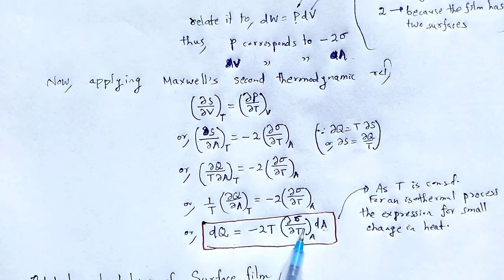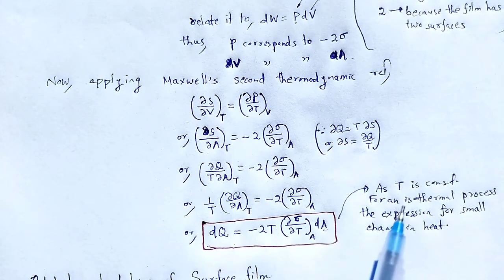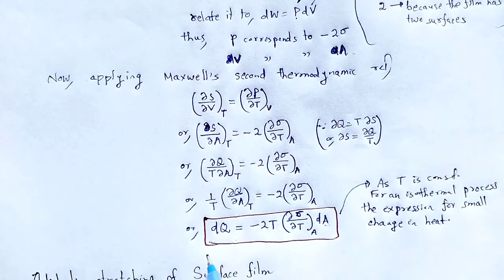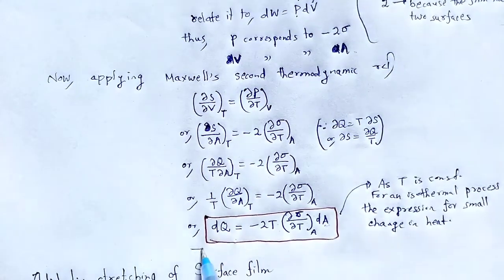That factor negative. On stretching a film, dq has to be positive, or we can say work has to be done if the temperature is to be kept constant while stretching a film. Means how exactly we get here?